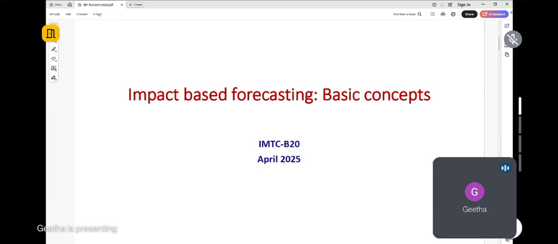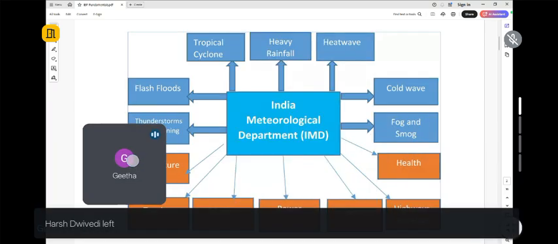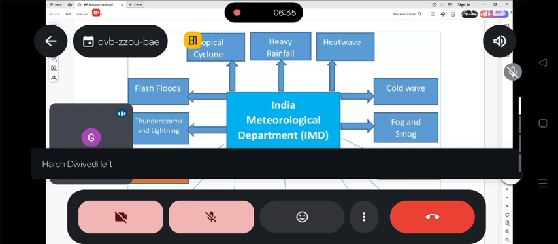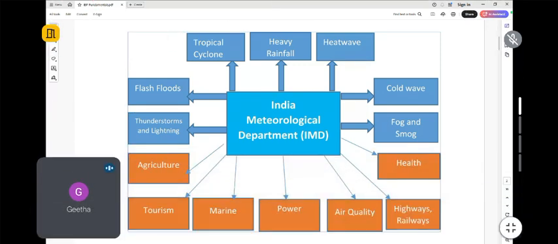We are giving different types of warnings. Different types of severe weather affect our Indian region, starting from tropical cyclone, heavy rainfall, heat wave, cold wave, fog, then health issues, railways and roadways being affected, air quality, power, marine, tourism. These are all different stakeholders affected by our weather. And then we are giving warnings for thunderstorms, flash floods, all these things. Different stakeholders have different kinds of impacts due to this intense weather.